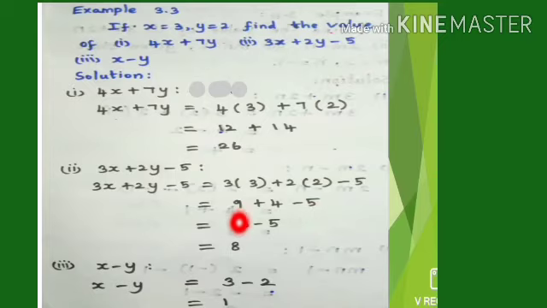Now, 3 into 3 is 9 plus 2 into 2 is 4 minus 5. Now, adding these two values first. 9 plus 4 is 13 and minus 5. Here, 13 minus 5 is 8.